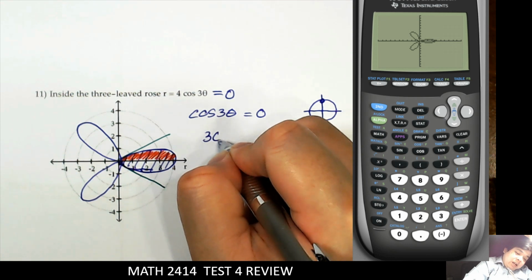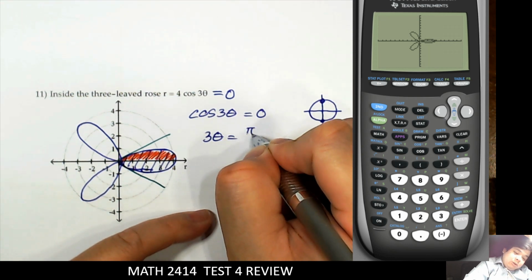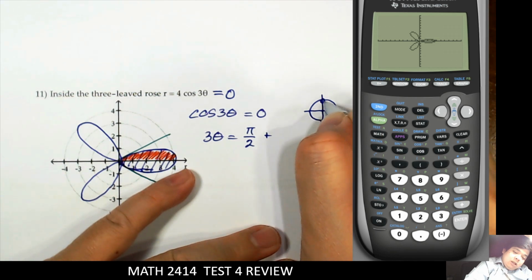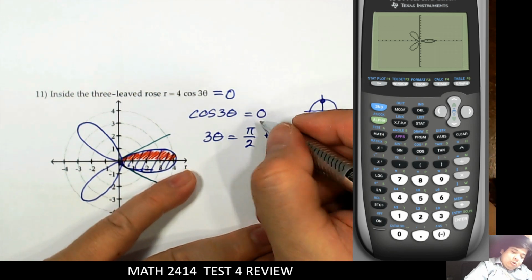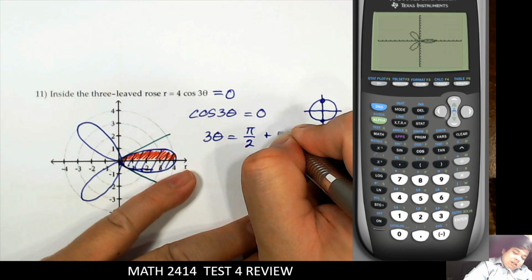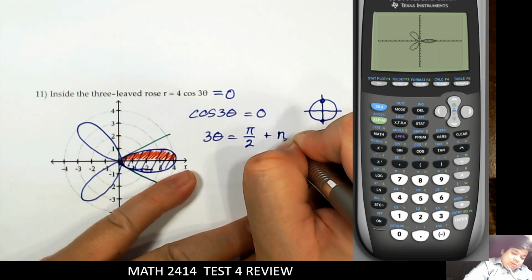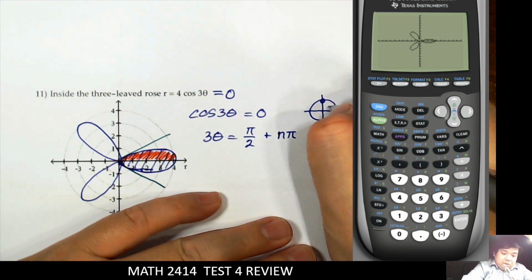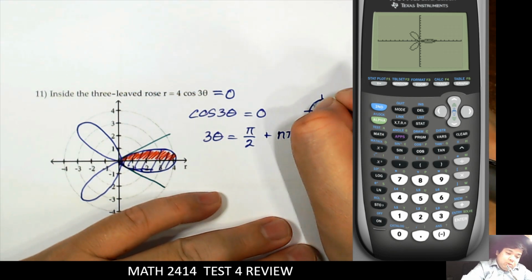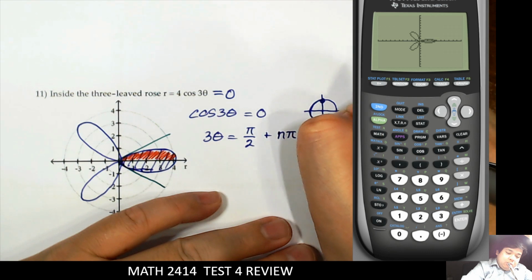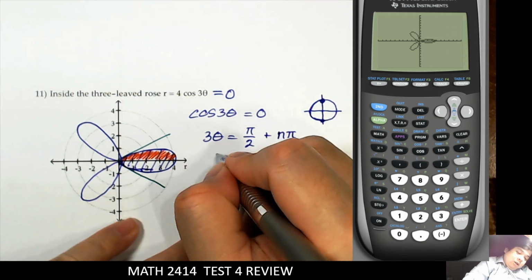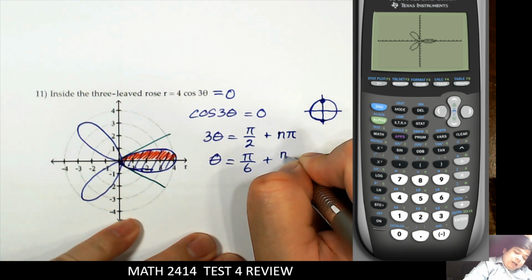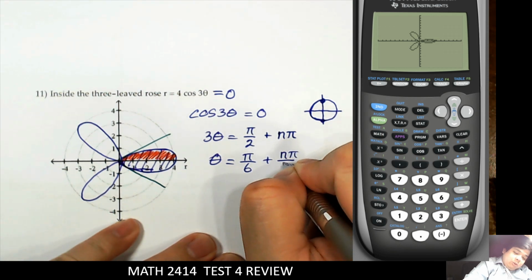So in that case, the angle has to be equal to pi over 2 plus extra 2 pi into it. So we just add multiples of pi. In this case, because here pi over 2 plus a pi goes to this, plus a pi goes back to that. So theta equals pi over 6 plus n pi over 3.